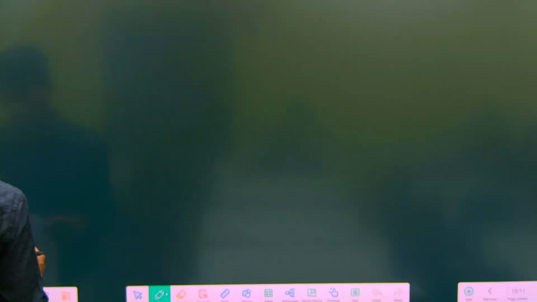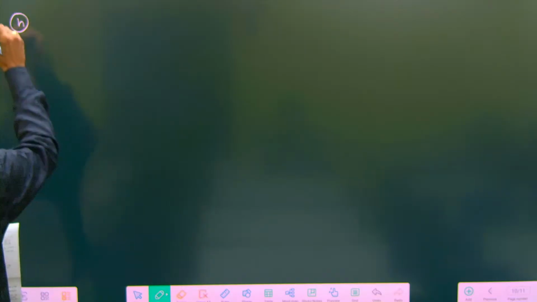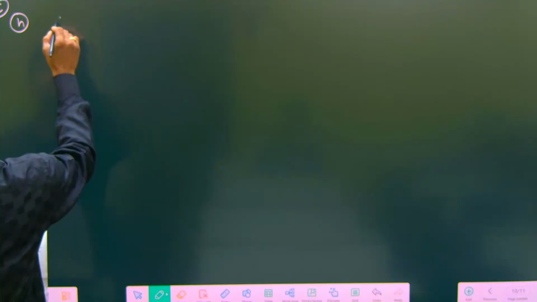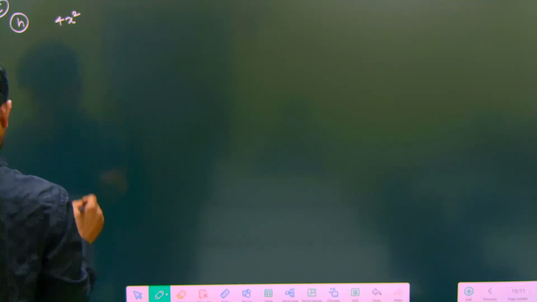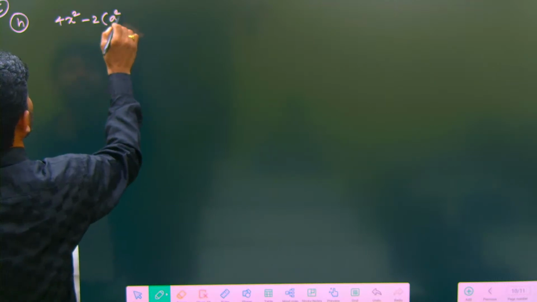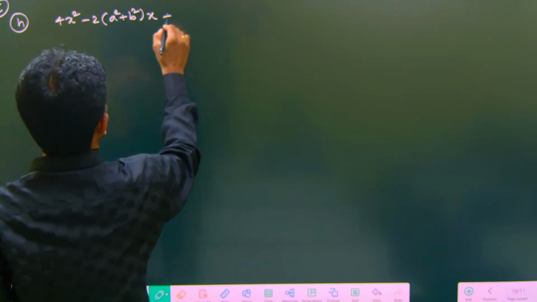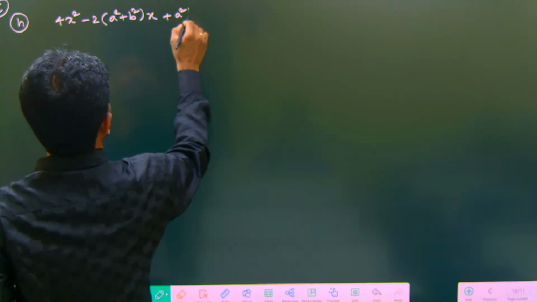H. Problems H. The second problem: 4x squared minus 2 of a squared plus b squared into x plus a squared b squared is equal to 0.